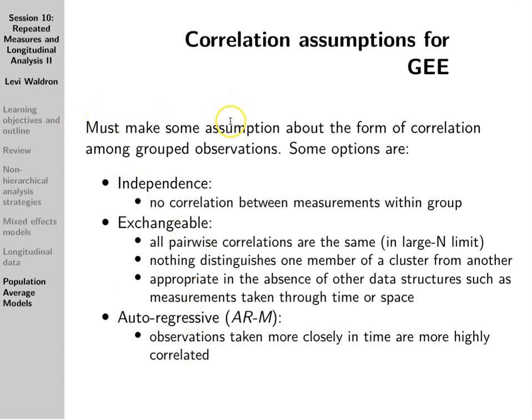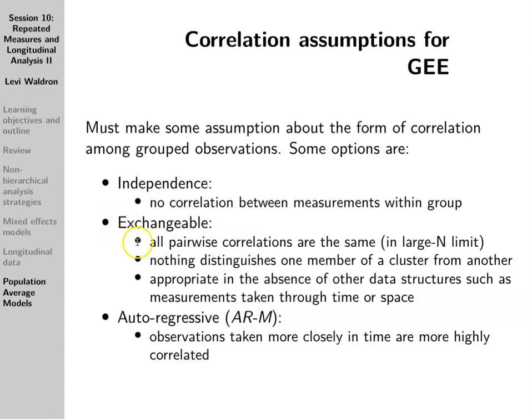So I mentioned you have to make some assumption about the form of correlation among grouped observations. Those options are, one is independence, so that's actually assuming no correlation between measurements within group. That's probably not one that you will often make, but you can if you have good reason to believe that the groups do not induce any correlation.